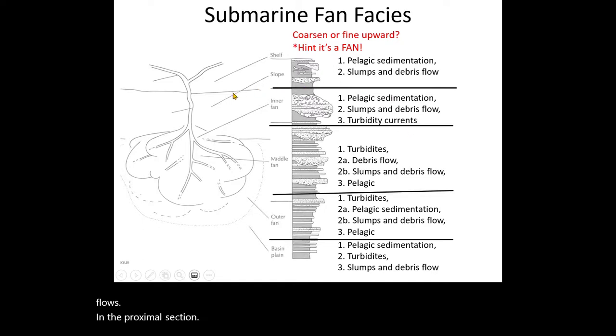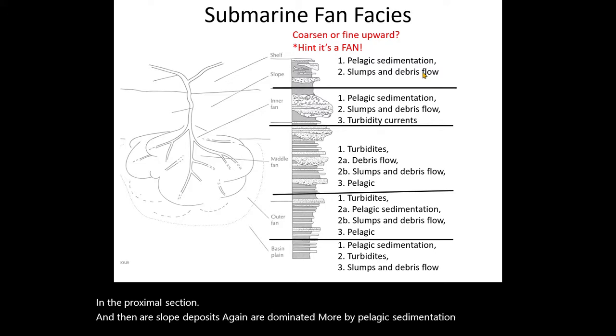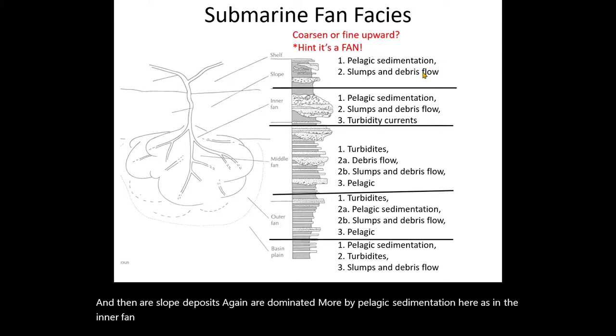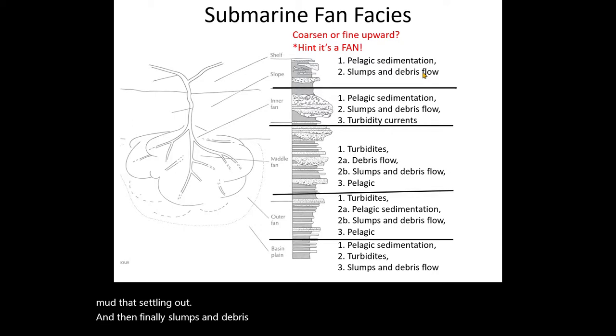And then our slope deposits, again, are dominated more by pelagic sedimentation. Here, as in the inner fan, the turbidity currents are passing through, and so we get more of that background mud that's settling out. And then finally, slumps and debris flows are very common on the slope, as we've discussed before.